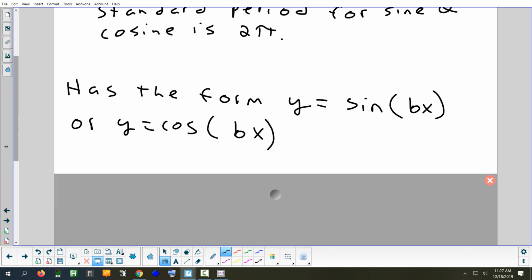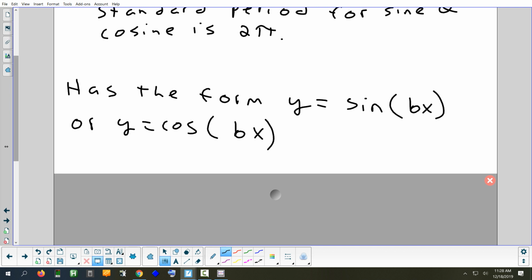Now the reason I use the letter B, well, you tell me. Why do you think I use B? Because that comes before the C. That has to do with the precedence when you combine multi-transformations in the same problem. So it has the form y equals sine bx.